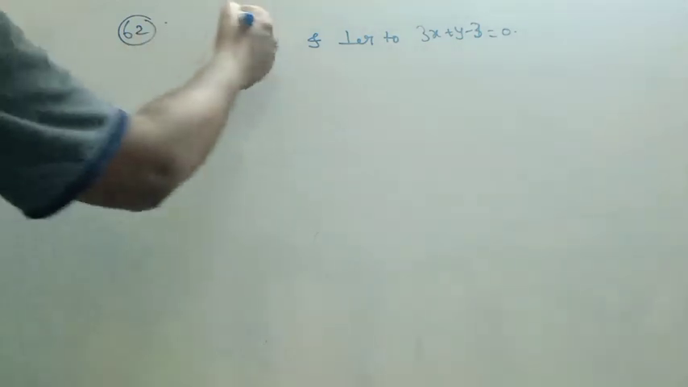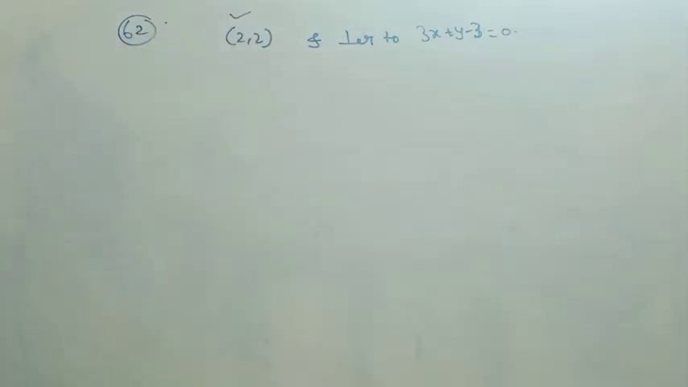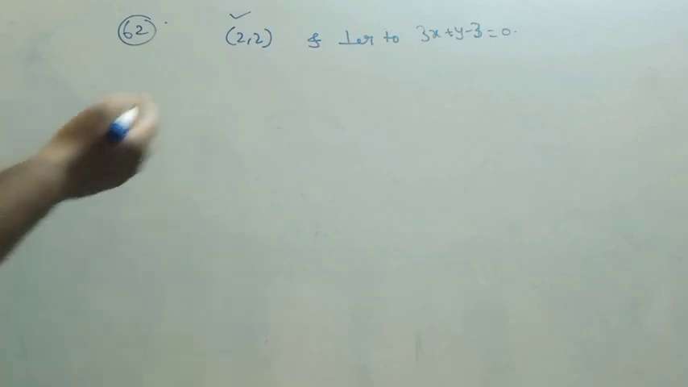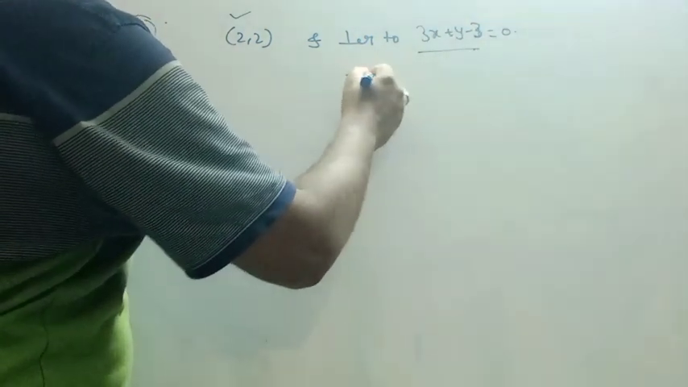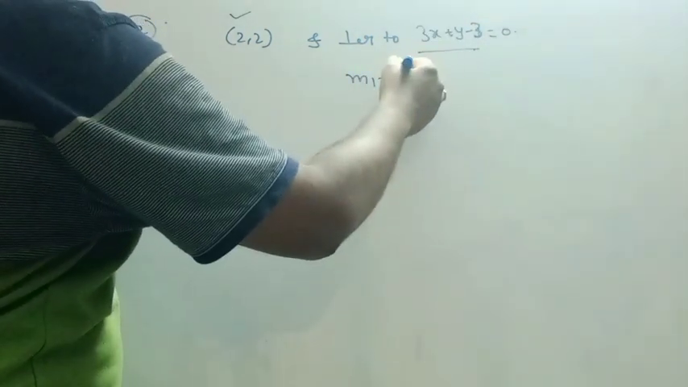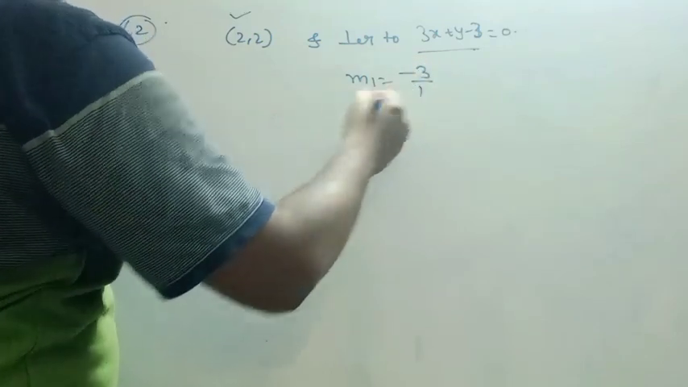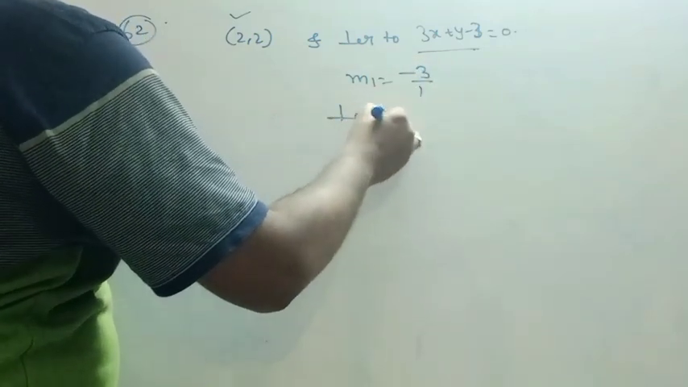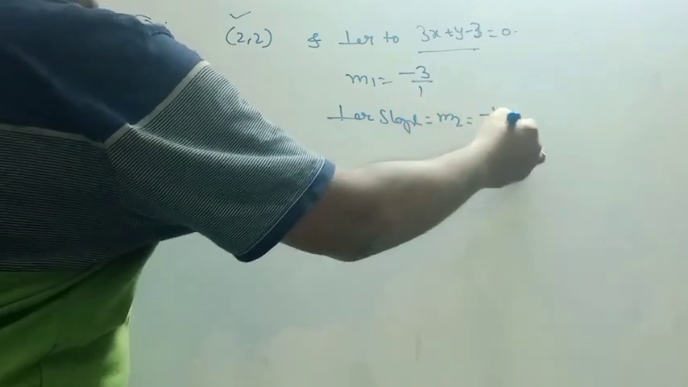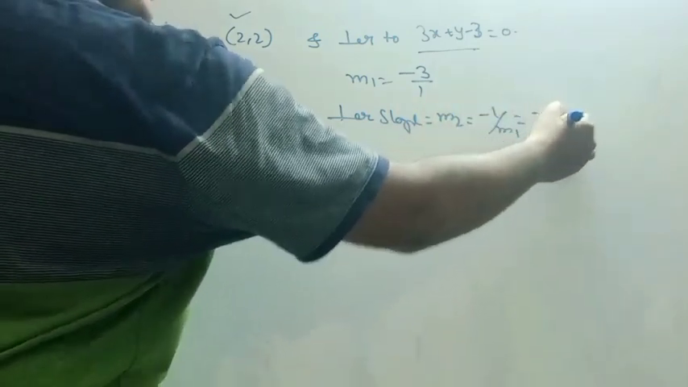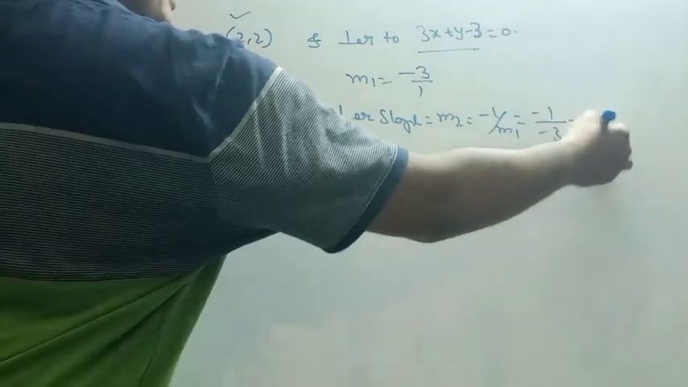Now the 62nd question: a line passes through the point 2 comma 2 and is perpendicular to the line 3x plus y minus 3 equal to 0. What is its y-intercept? You see, my dear students, for this you can find the perpendicular slope. Here m1 is the slope of this line, that is minus 3 by 1, and the perpendicular slope m2 is equal to minus 1 by m1, which is minus 1 by minus 3, that is 1 by 3.